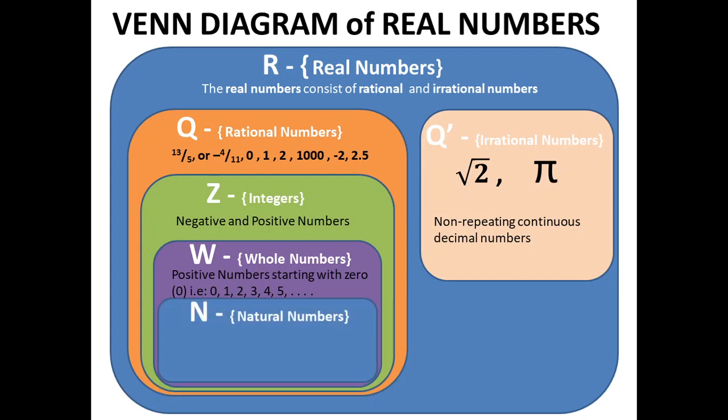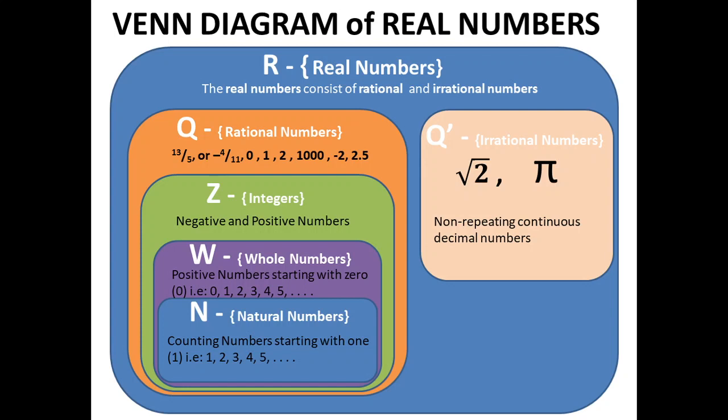And we also have our natural numbers that contain our counting numbers. So natural numbers start from 1, 2, 3, 4, 5, and so on. So notice the difference, or please don't be confused about whole numbers and natural numbers. Whole numbers start with 0, natural numbers start with 1.